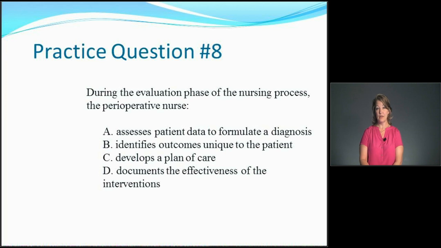So D actually is your best answer, because all the others, if you look, A tells you you're assessing. B, you're identifying outcomes. So with identification of outcomes, that's part of the nursing diagnosis. C, you develop that plan of care. Again, planning, plan of care, you're developing the necessary steps to achieve the goal. So D is the only one to document the effectiveness of the interventions that we've already provided. So that's the evaluation phase.